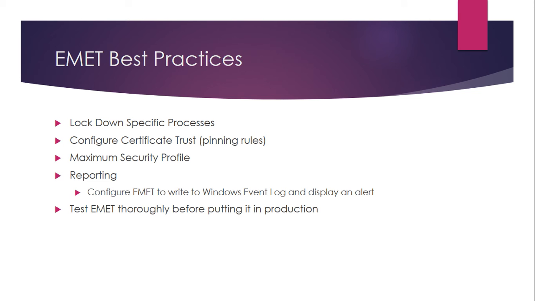And it is important to test EMET thoroughly before putting it into production. So when you configure a rule, it's very important to at least put it into audit log, so we can ensure that it's working properly before it actually is put into production. So you can do audit only mode. I said audit log, but you can do the audit only mode, and after the rule has been tested, you can put it back into stop on exploit mode.